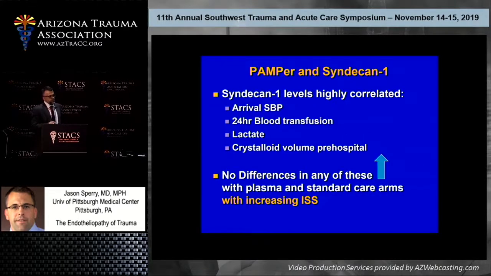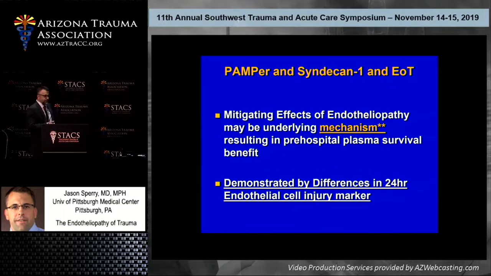So in review, syndecan-1 levels are highly correlated, again, with arrival blood pressure, 24-hour transfusion requirement, lactate, and crystalloid volume. And in the PAMPer study, either at arrival or at 24 hours, there is no difference in the plasma arms across all these factors that also go up as syndecan-1 levels go up. There's no difference in any of these with the plasma and standard of care arms with increasing ISS. But there is a difference in syndecan-1 as a marker, and other endothelial cell markers, at 24 hours.